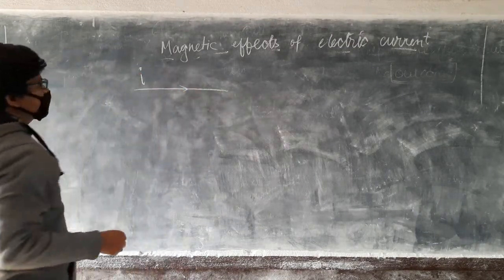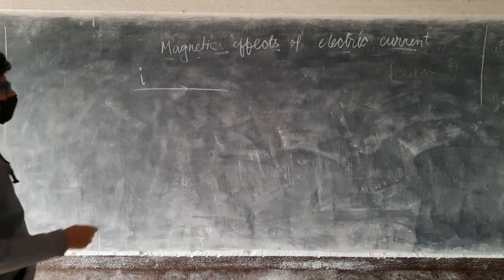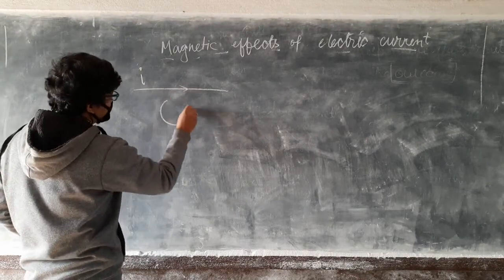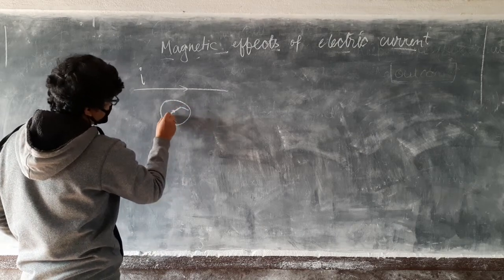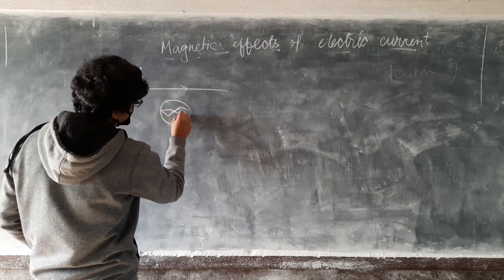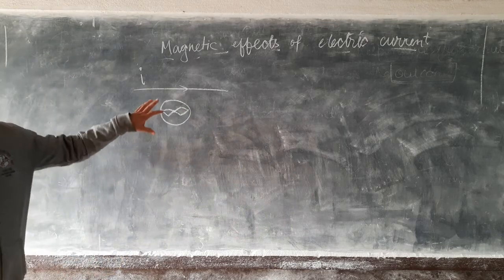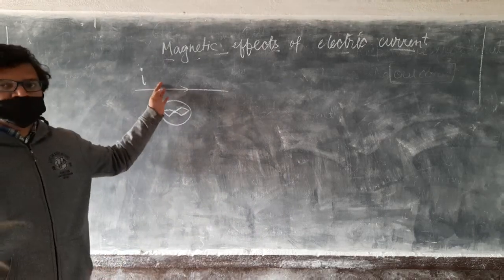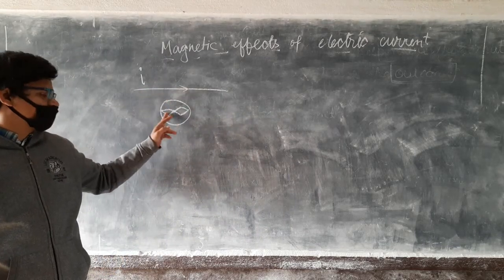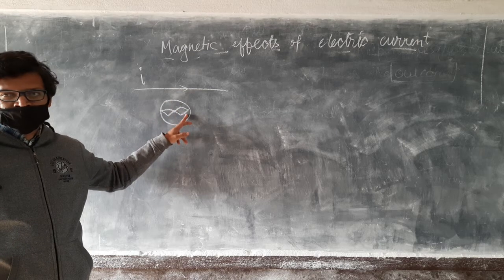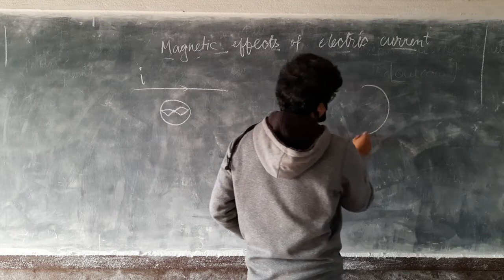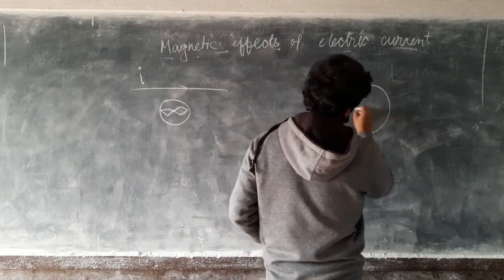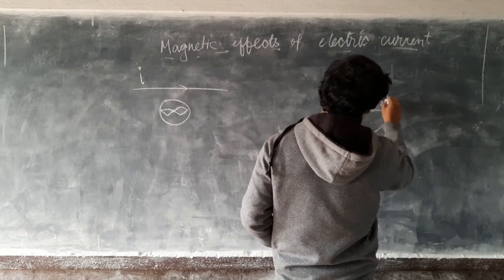Suppose this is a current carrying wire, it is carrying some current, and if we place here some magnetic needle. So this is the magnetic needle. If we place it near a current carrying wire, then we have observed that there will be deflection of the magnetic needle. And we also know that in normal condition, a magnetic needle only points from north to south, right?